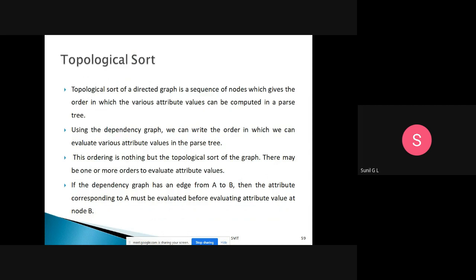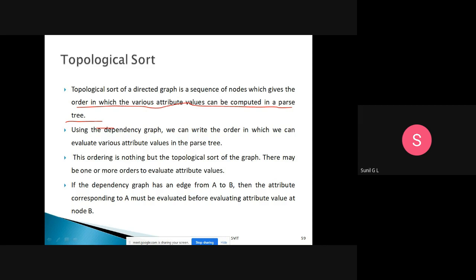So next one is topological sort. You already know topological sort from C programming. Here, a topological sort of a directed graph is a sequence of nodes which gives the order in which the various attribute values can be computed in a parse tree. So to compute a particular value in an annotated parse tree, we may have two or more ways to compute that value. That sorting we will call a topological sort.